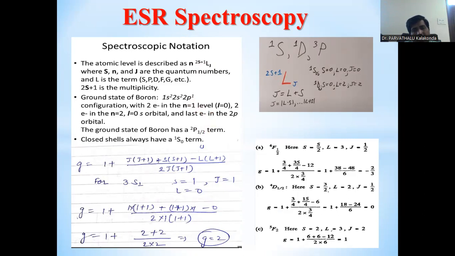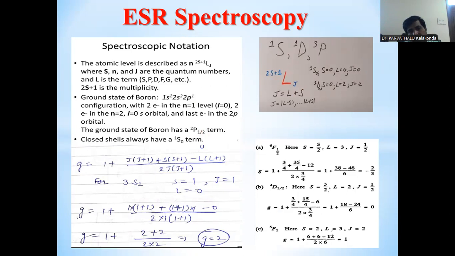But how about J? J could be L plus or minus S. You can also see here, J is L plus S. Here L is 0, and N is equal to 1 level. So in that case, you end up with S only, with spin half. So you can practice more.